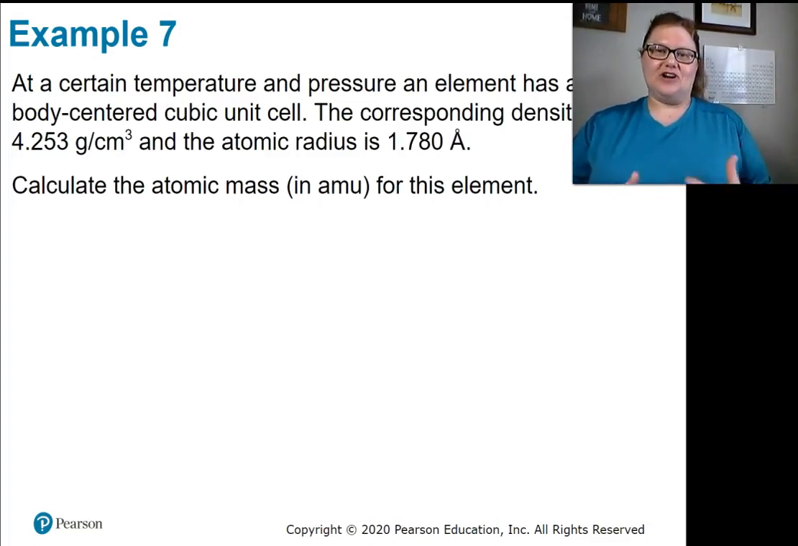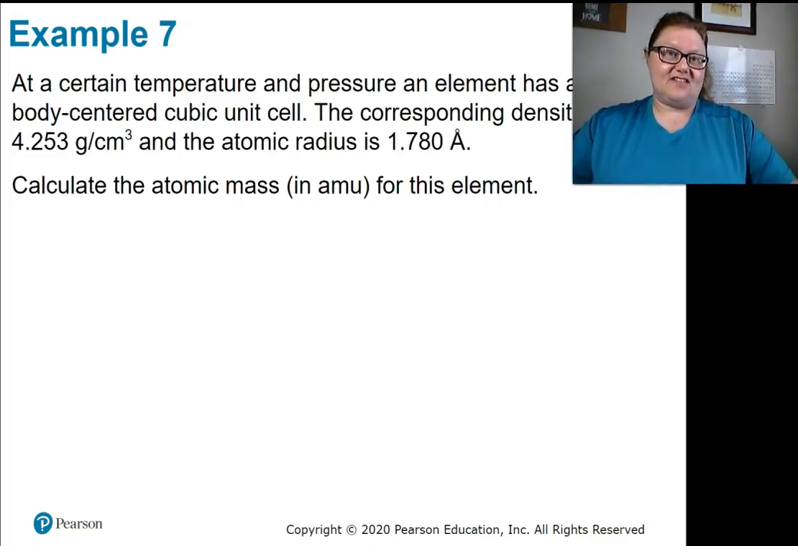A certain temperature and pressure of an element has a simple body centered cubic unit cell. The corresponding density is given, and the atomic radius is given. We haven't been working with radius. Remember, that's our unit for radius, right? Calculate the atomic mass, and we're told in AMU, atomic mass unit, not grams, the atomic mass, okay? Atomic mass unit for this element.